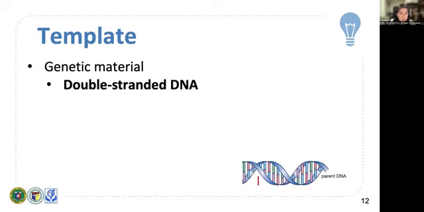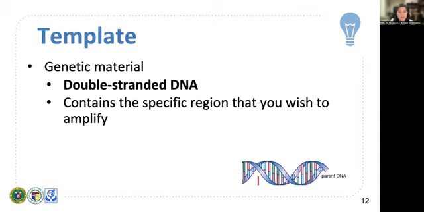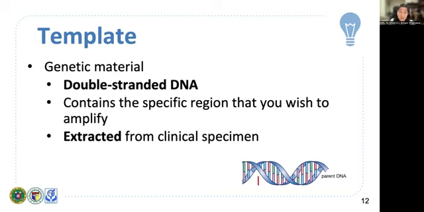So first is your template. Your template is usually genetic material in the form of double-stranded DNA, which contains the specific region that you wish to amplify. And it's usually extracted from your clinical specimen. So clinical specimen could be your blood, saliva, CSF, and the likes. So whatever specimen it is that contains your pathogen of interest, that is what you use for your PCR.